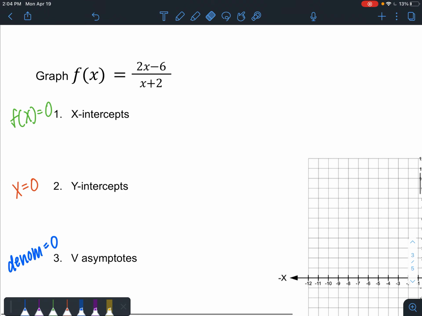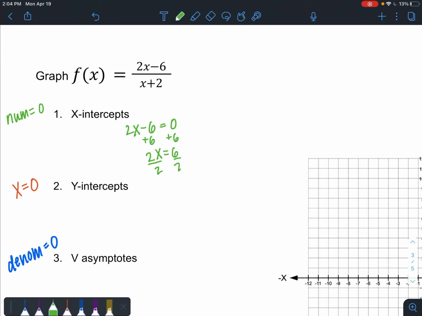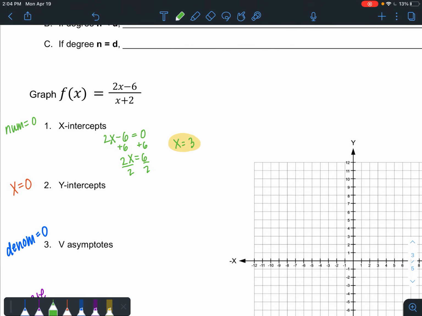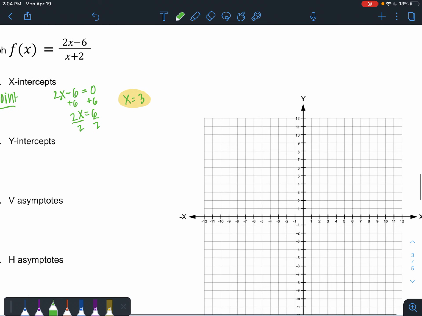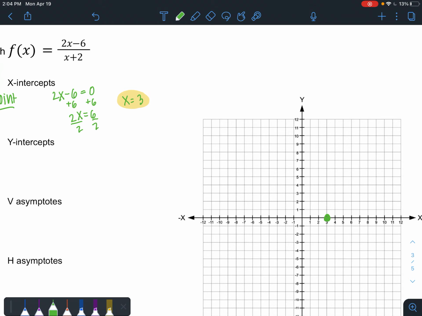So to find the x-intercepts, I'm going to set my numerator equal to 0. So I set 2x minus 6 equal to 0 and solve. Add 6 to both sides. 2x equals 6. Divide by 2, and x is equal to 3. So that is my x-intercept. And remember that that is a point. So I'm going to go ahead and plot the point where x is equal to 3 right there.